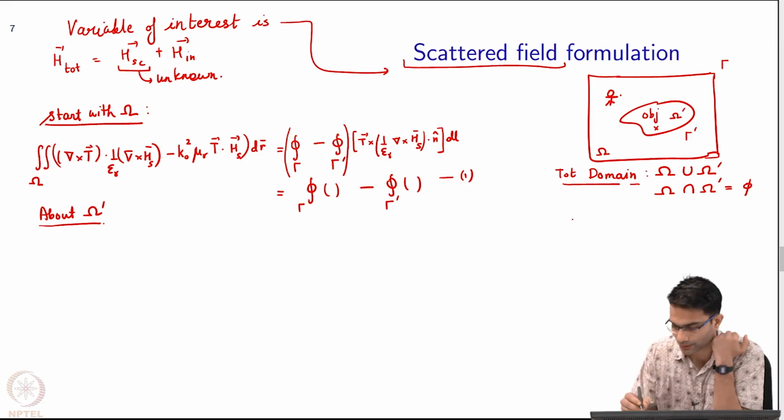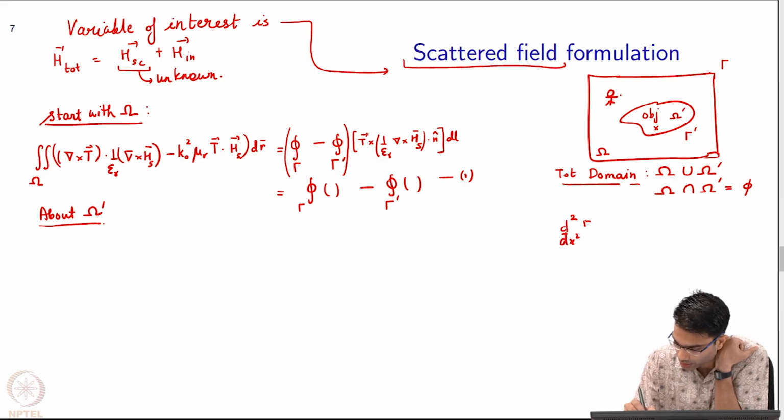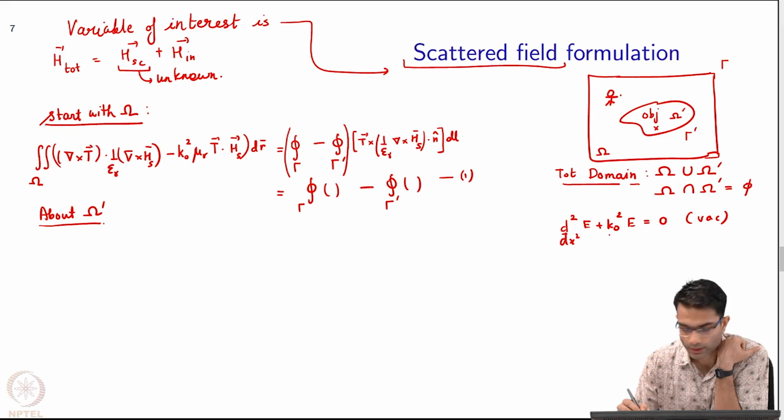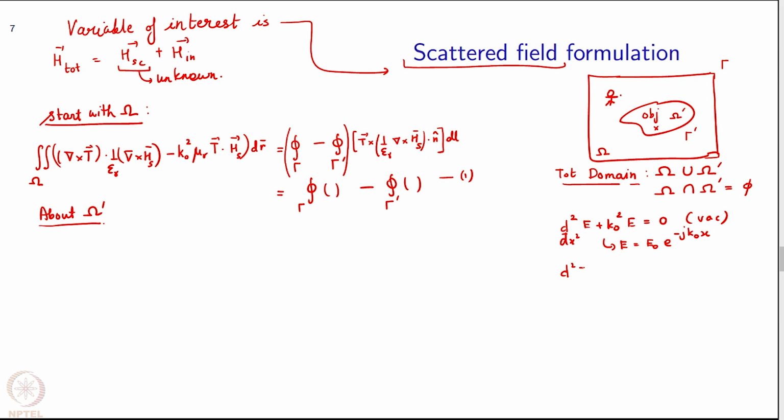Okay, so let's have a look at that. So, 1D case. What is Maxwell's equation outside the medium? d2 by dx2 E plus k naught squared E is equal to 0, right? This is vacuum. This gave me the solution E is equal to E naught e to the minus j k naught x. Okay. Consider inside the medium.